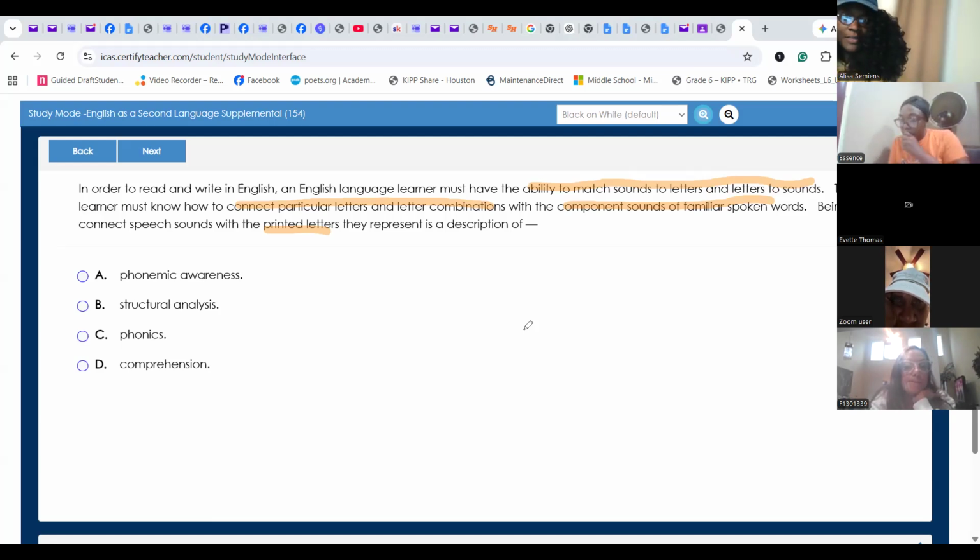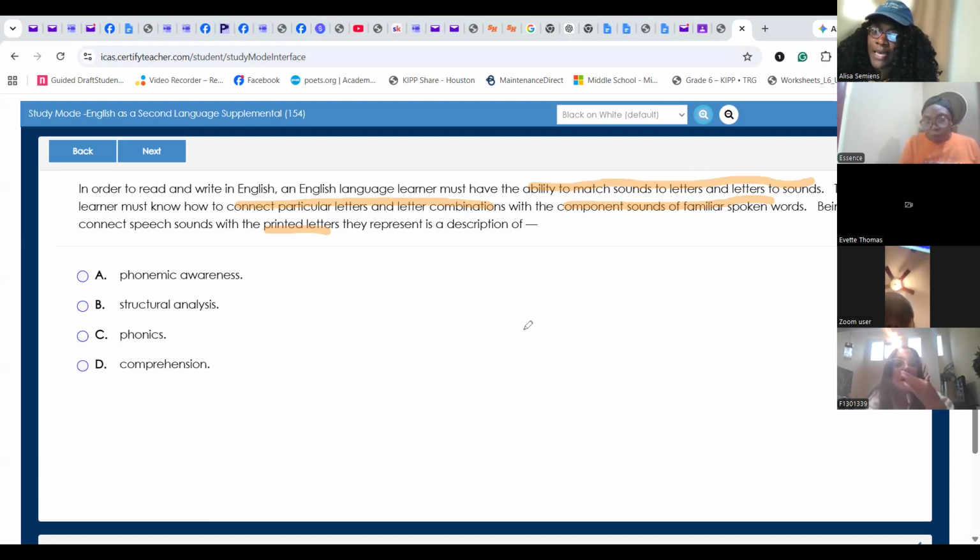Y'all moved kind of fast with this question. Moved a little fast. Okay, so let's see here. There might be a misconception, so we need to break this question down. It says, in order to read and write in English, an English language learner must have the ability to match sounds to letters and letters to sounds.